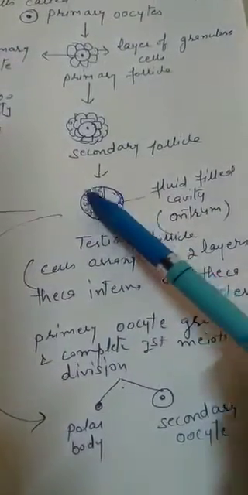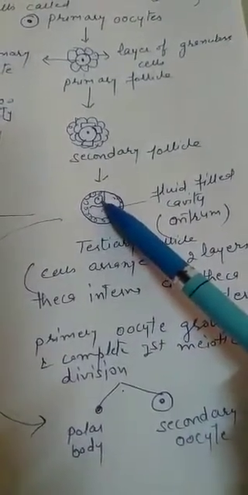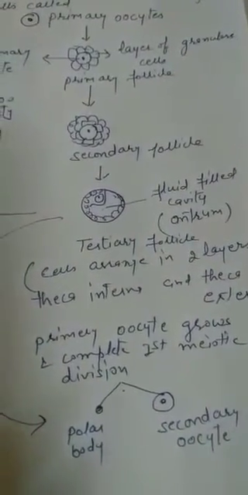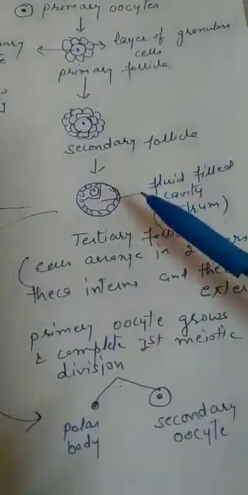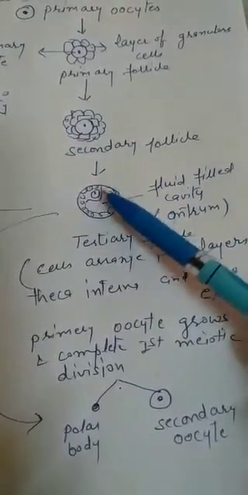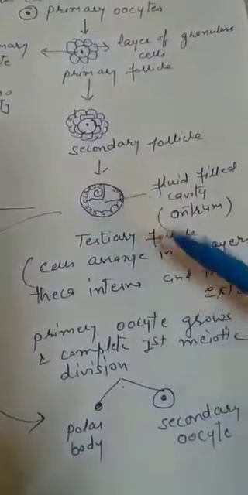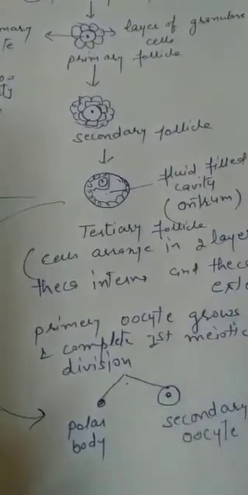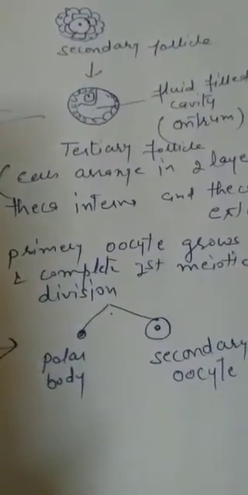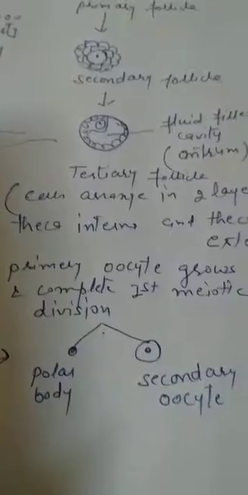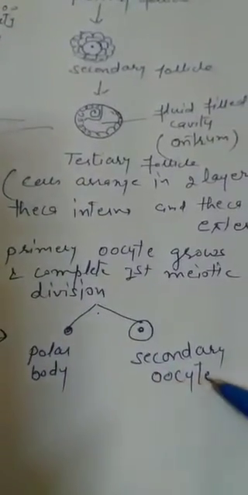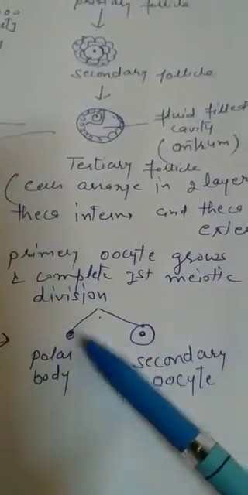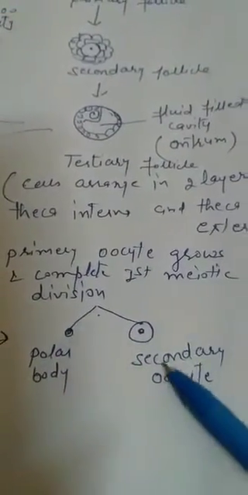The main germ cell, the primary oocyte, will grow and complete its first meiotic division, meaning the first part of meiosis is completed. Suppose this cell divides and forms two cells. In meiosis when the first division is completed, two cells are formed. You can find that these two cells are unequal: one small cell is formed, the other large cell is formed.